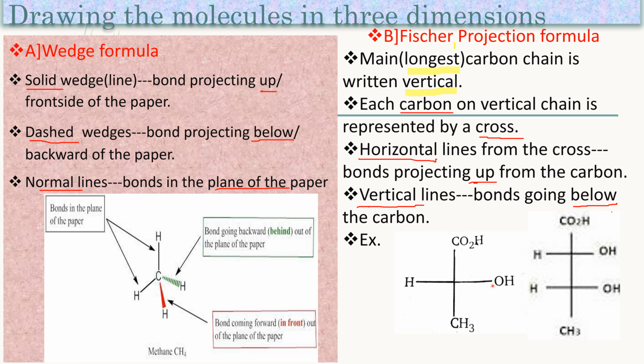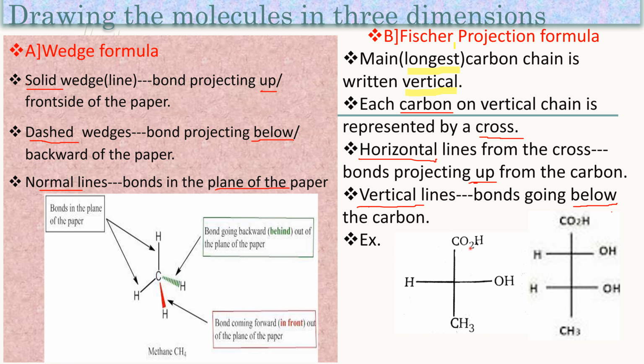They are considered to be present in the upper plane of the paper, or going upside of the plane of the paper. And vertical lines from the carbon at the cross, the vertical lines, they are considered to be bonds going below the carbon atom, that is, in the lower plane or behind the plane of the carbon atom. So in this way we represent this molecule.